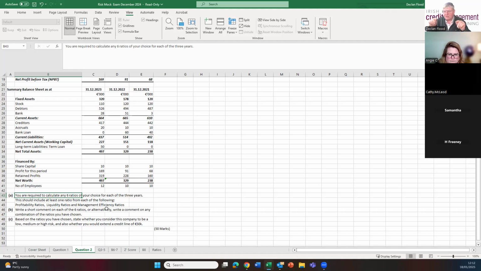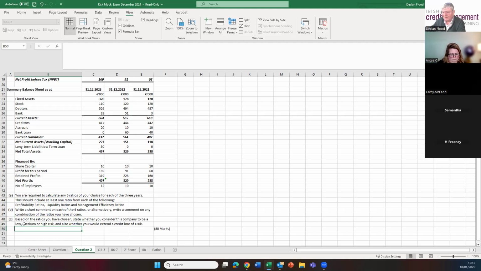Part B, write a short comment on each of the 6 ratios, or alternatively write a comment on any combination of the ratios you've chosen. It's a short comment, so we're looking at a sentence or maybe 2 sentences to say, this is good, this is bad, this is getting better, this is getting worse, this is the cause for alarm, or whatever the case may be. Your comment is very important there to show, number 1, that you can do the numbers, and number 2, more importantly, you can understand the numbers. So that is part B.